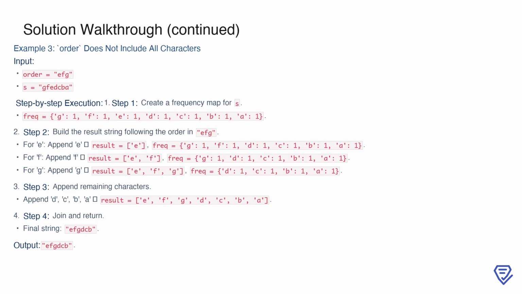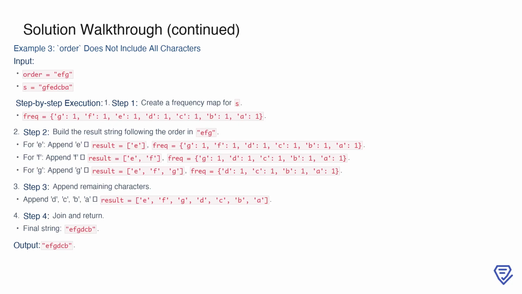For E, we append it once, giving E, and remove it from the frequency map. For F, we append it once as well, updating the result to E, F. Then, for G, we append it once, making the result E, F, G.